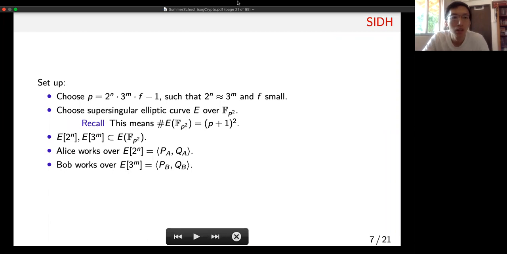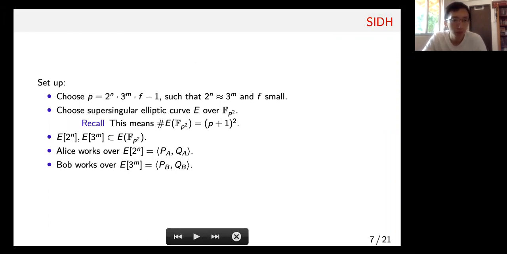So this is the setup. First of all, we choose p equal to this funny number. This has to be prime as well, and we set n roughly equal to 3 to the m. This f over here just gives you more choices to allow p to be prime. So I say again, p must be prime, and it has to take this form with this condition. Then you choose a supersingular curve, just any one, and how you do that is an open problem sometimes. And recall, because of the previous fun fact, you can show using some techniques that this has order (p plus 1) squared. And due to the choice of our prime, we can show that the 2^n torsion and the 3^m torsion will be defined over F_p squared.